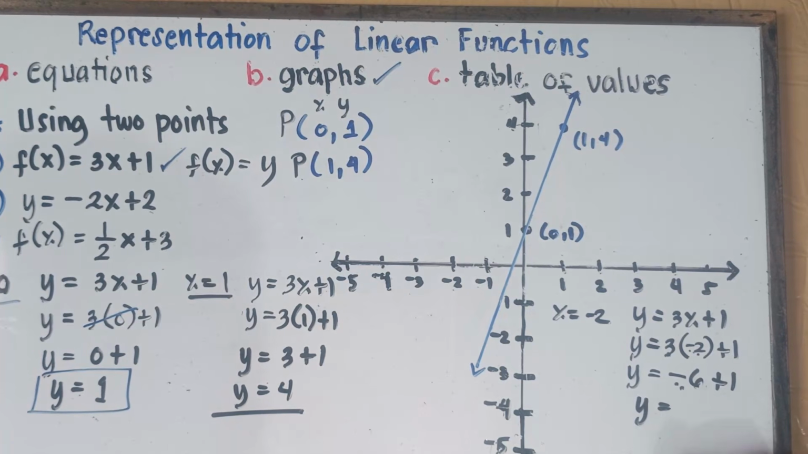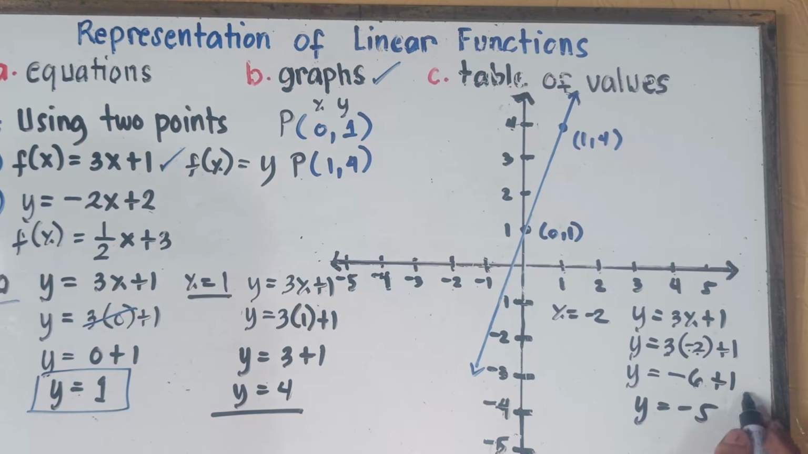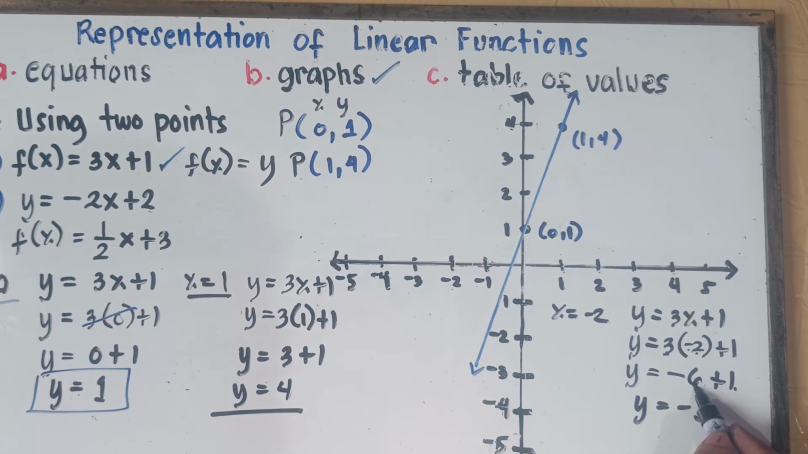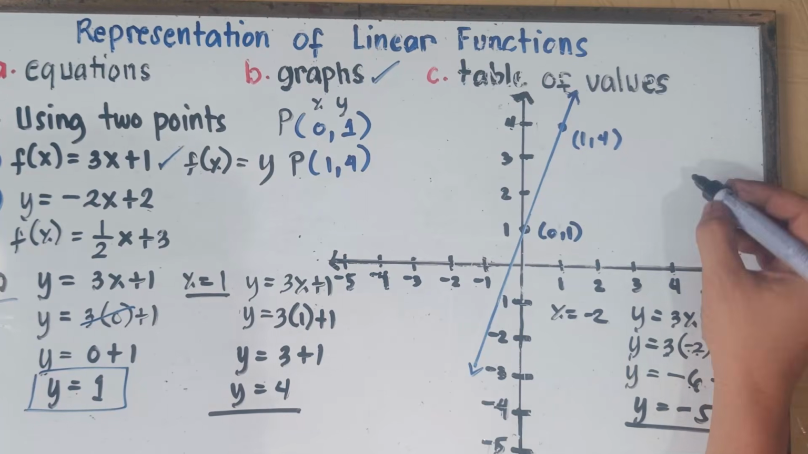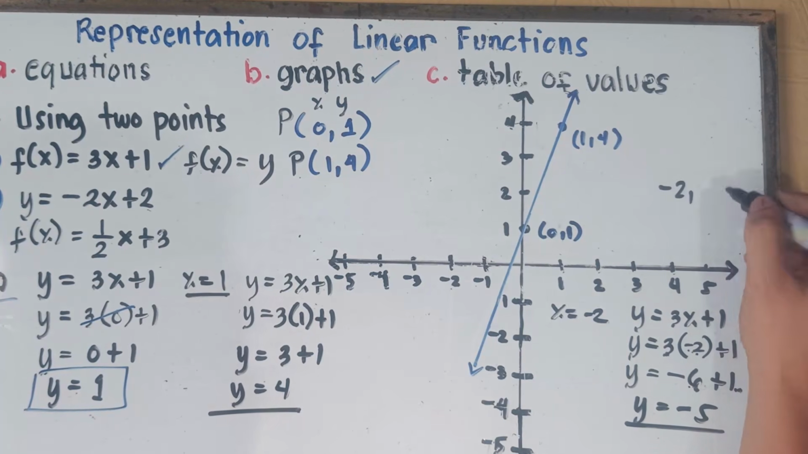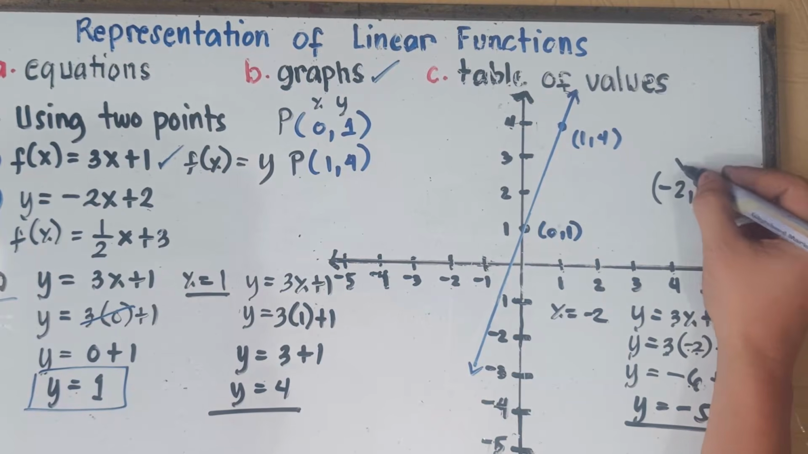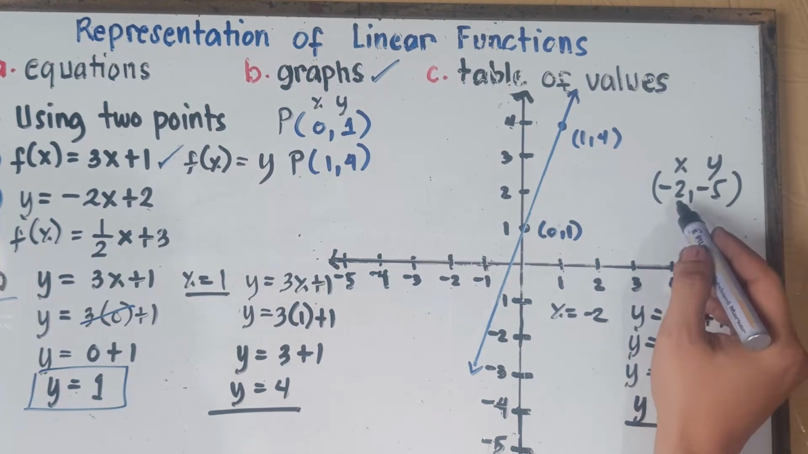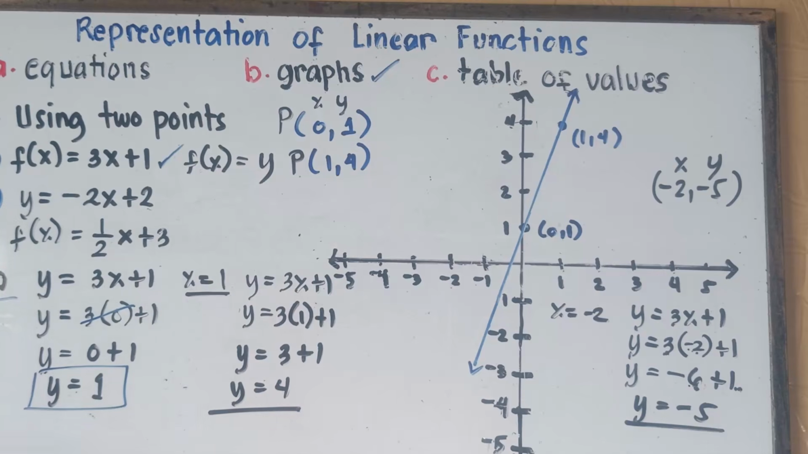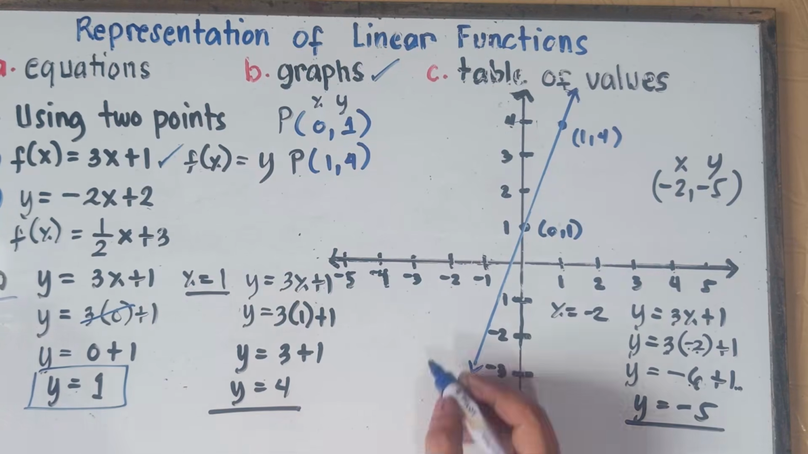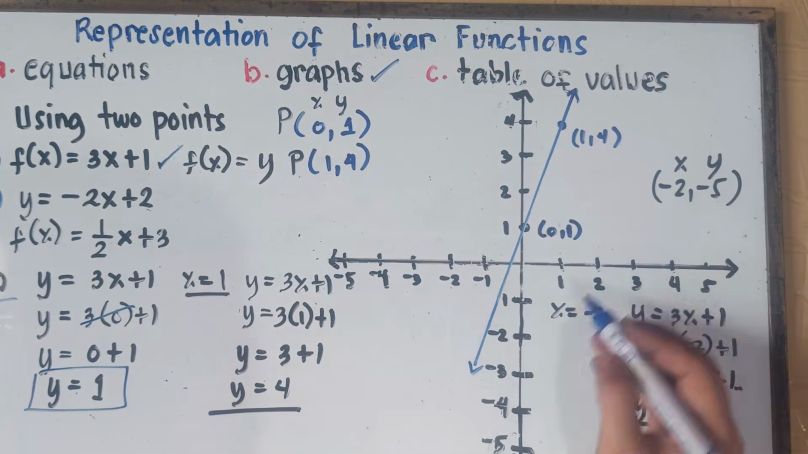Negative 6 plus 1, what's the answer, class? That would be negative 5, right? If the signs are not the same, subtract: 6 minus 1 is 5. Now 6 is greater than 1, we copy the sign of 6. That would be negative 5. Therefore, if x is negative 2, y is negative 5. This is x and then this is y. Negative 2 and then negative 5. Where is that, class, on the Cartesian plane? That's correct, that would be on quadrant 3, right? This one right here. So negative 2 and then negative 5.